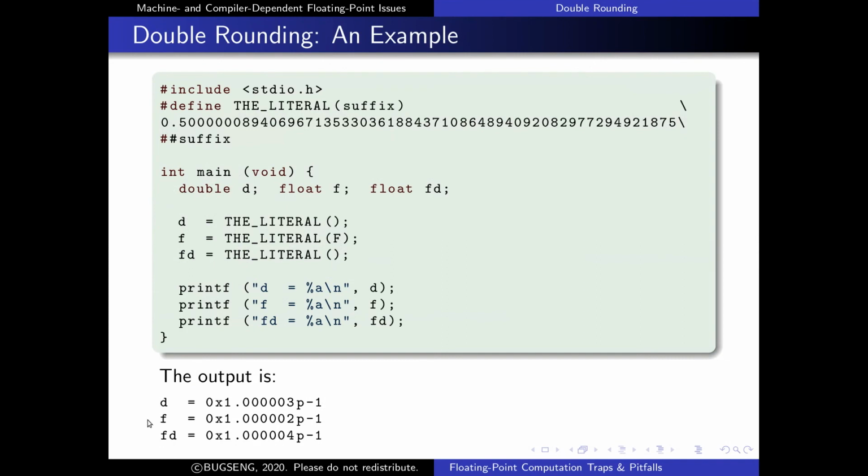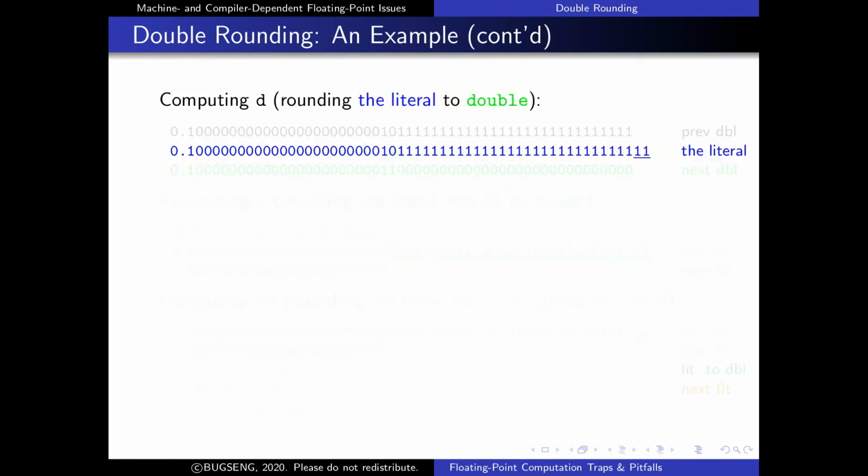Okay, so the correct value is assigned to F. This is the correct rounding by definition. Given that in FD we obtain something different, that different thing is wrong. So let's see in detail how this happens. Let us compute D.